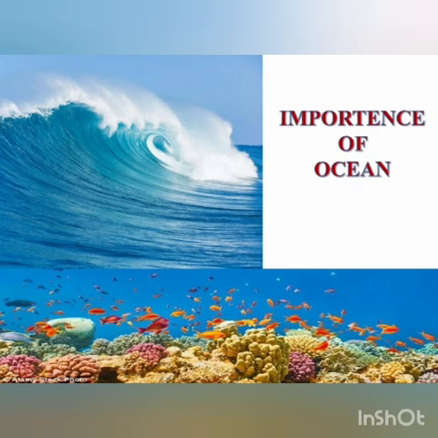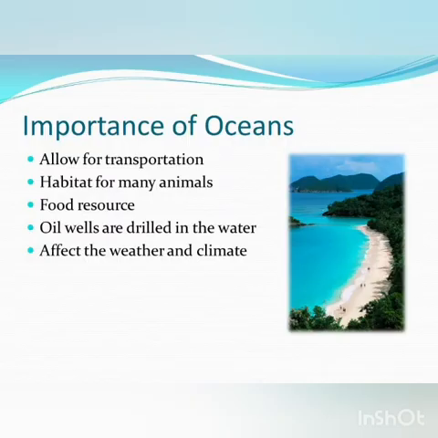The importance of oceans. Why are the oceans needed? Oceans are the main source of moisture in the atmosphere. They exercise direct control over atmospheric temperature. Oceans provide natural links between the continents, so it allows for transportation. Then it is a habitat for many animals. Many fish and other marine life can be found in the oceans.